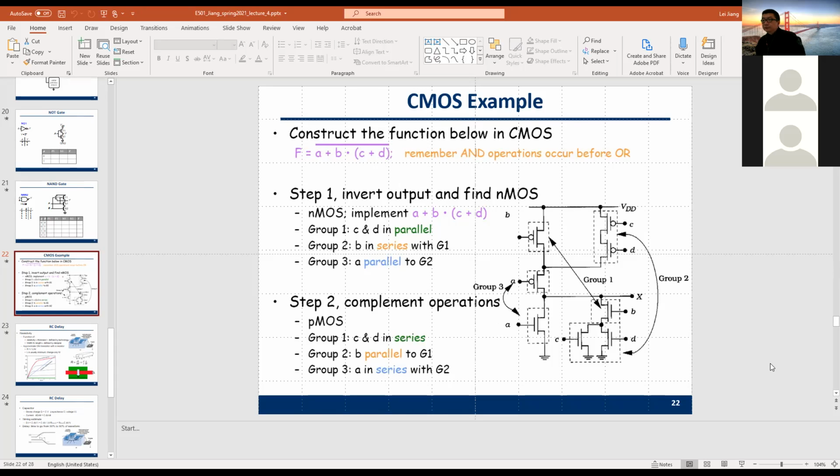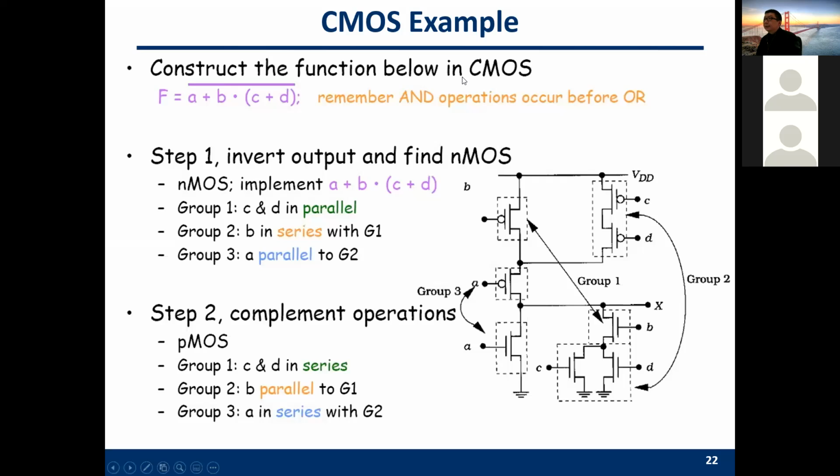And then also on the image to the right, I couldn't follow the grouping labels on the image. They didn't seem to match the text description. The text description made sense to me, but where they're at on the image, I thought didn't make sense. So let's try the first step. For the first step, you need to invert the output, which directly you have this f. You just need to implement this part. And this is the pull down network.